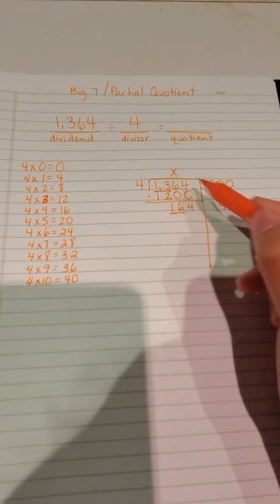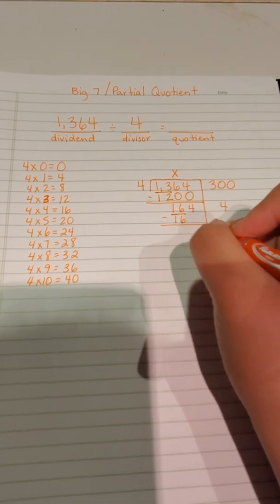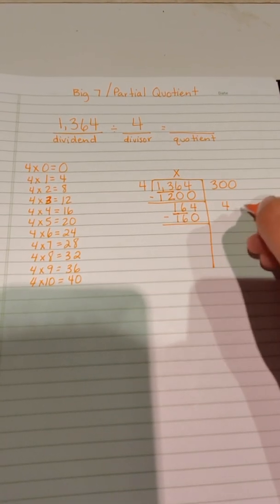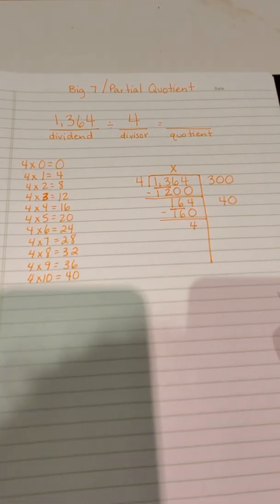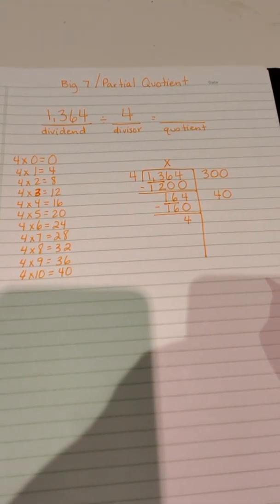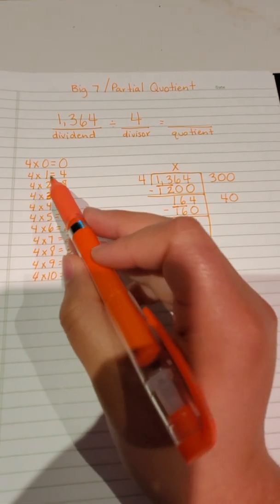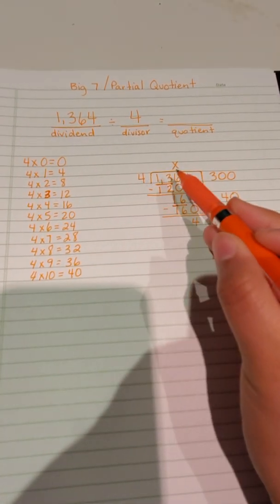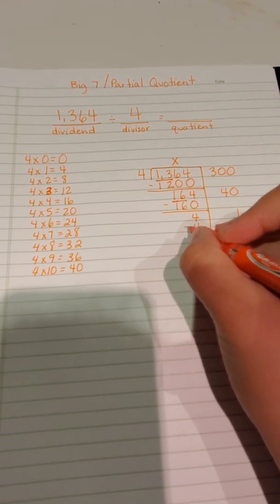So I know 4 times 4 was 16. My 16 comes in. I needed 1 0. Subtract. I get 4 left. 4 divided by 4. 4 times 1 is 4, so I know 4 times 1 is 4. I subtract.